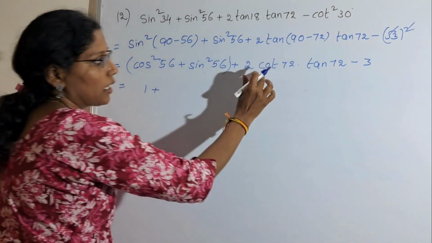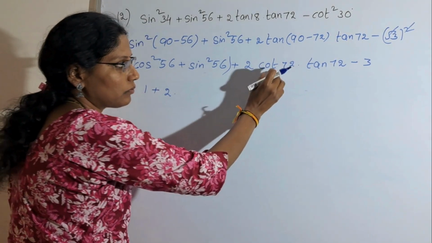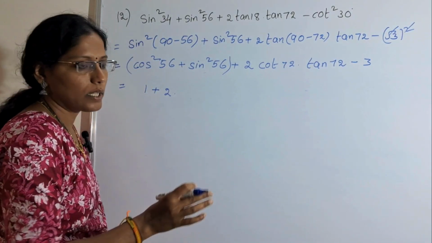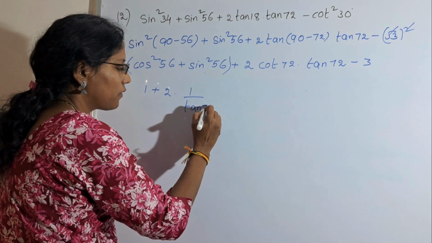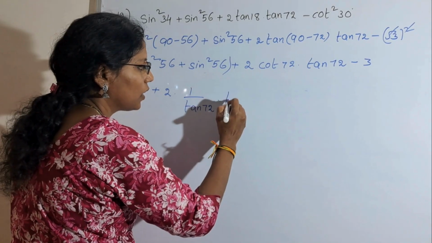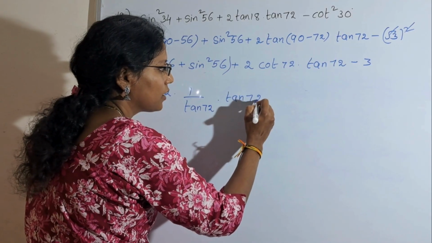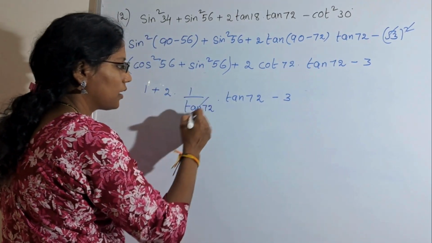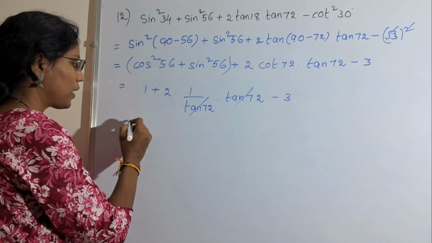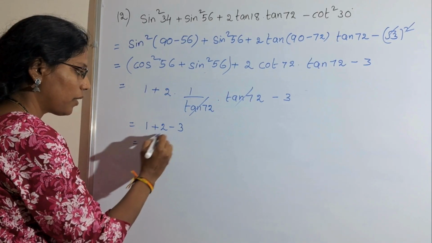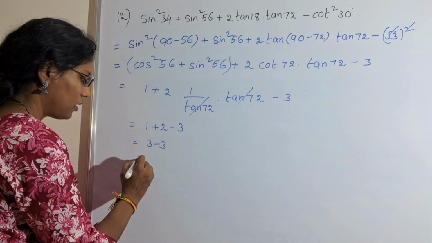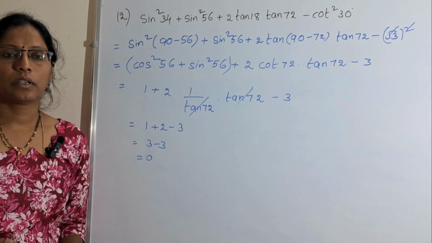Value is 1 using the first identity. 1 plus 2 into cot and tan are reciprocals. Any one we have to change. Tan 72 into tan 72 minus 3. Tan 72 cancels. 1 plus 2 minus 3. 3 minus 3 is equal to 0.